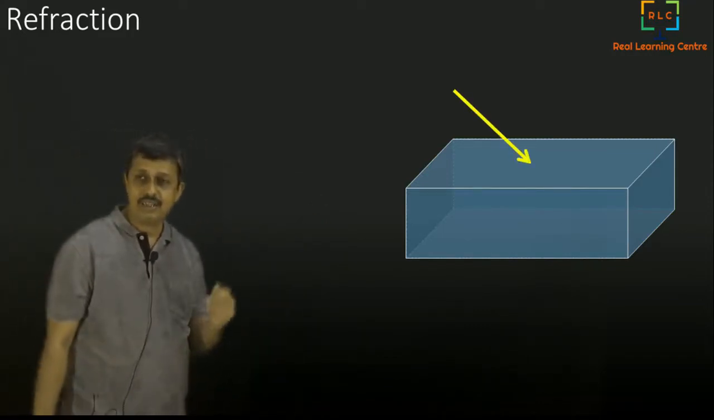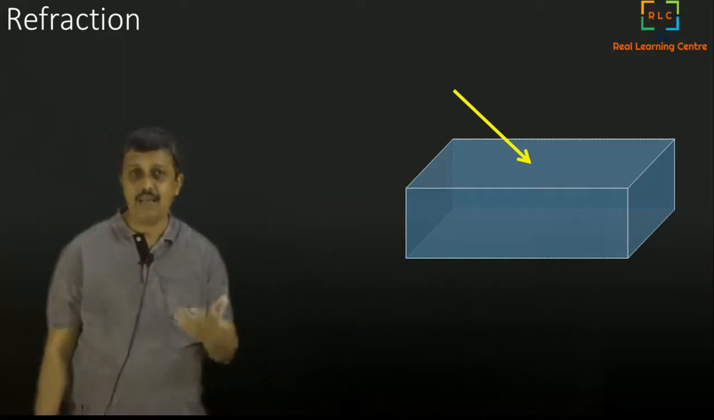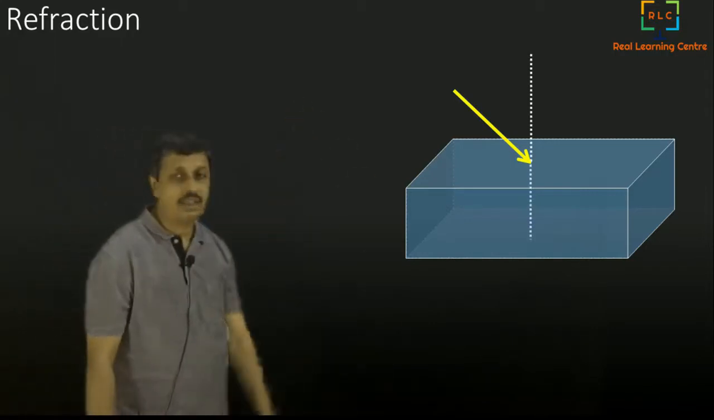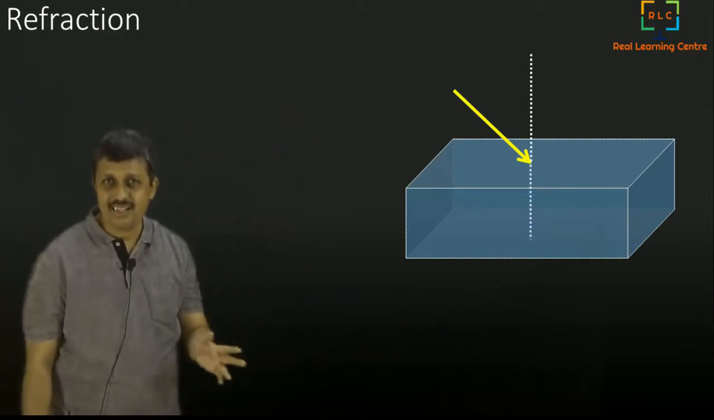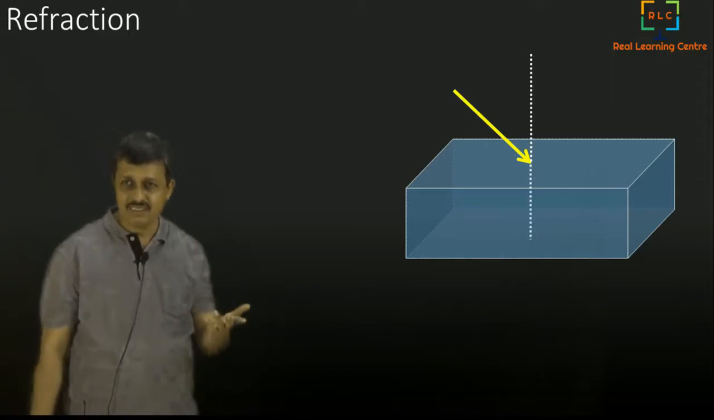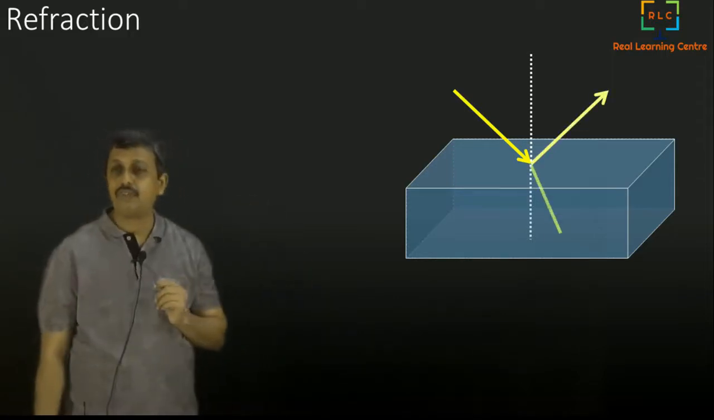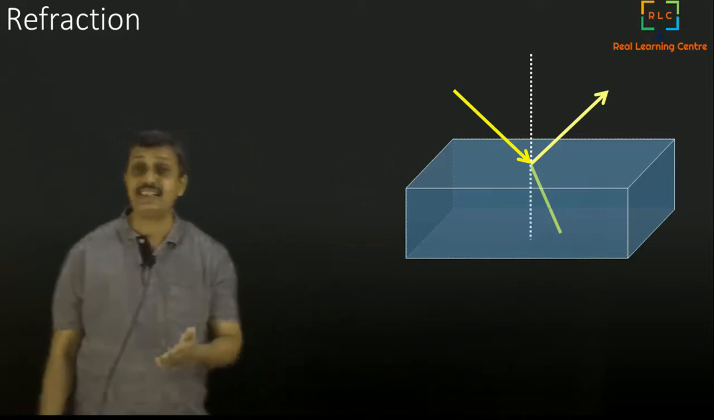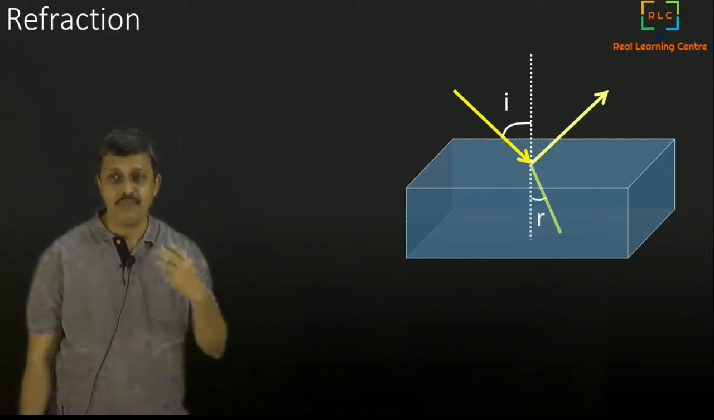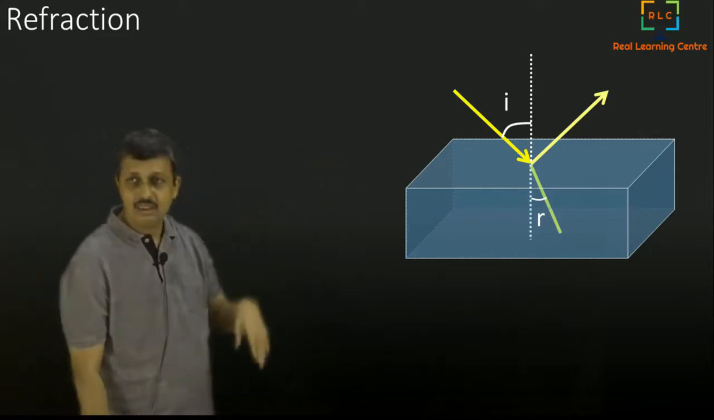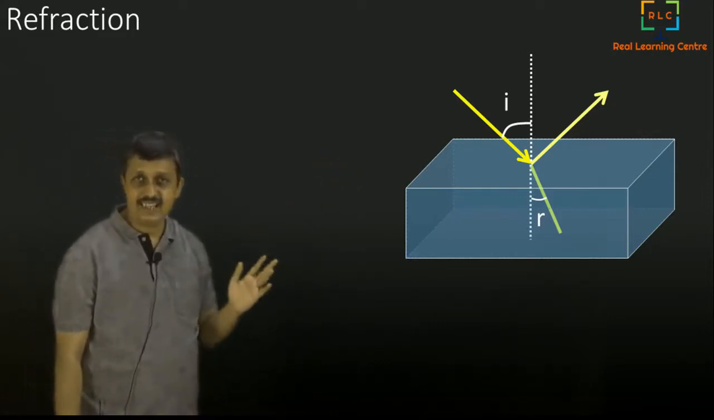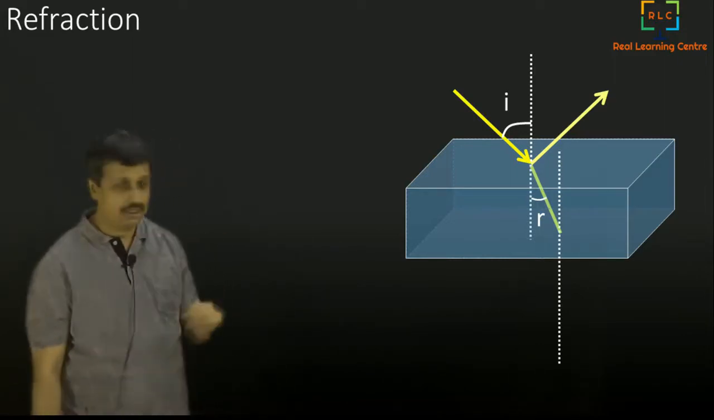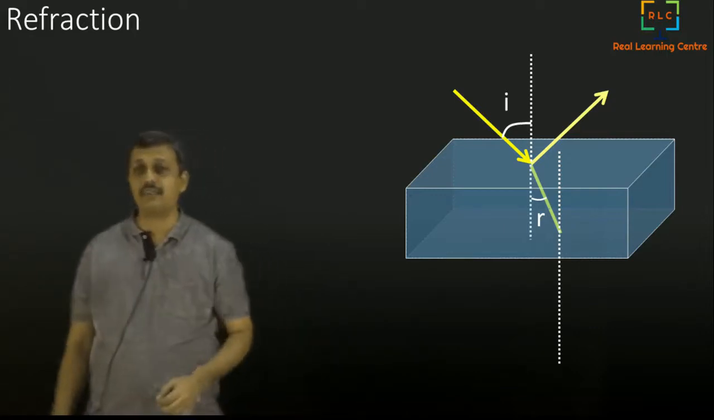So light comes, let us say, like this onto a glass slab. I have a glass slab here, and then I will draw a normal, a perpendicular line at that point of incidence. You can see that this is what happens to the light. Some part reflects, some part goes inside. Now we will name the angles. This is the incident angle between the normal and the incident ray, and this is the refracted angle, because it is refraction. We still call it R.